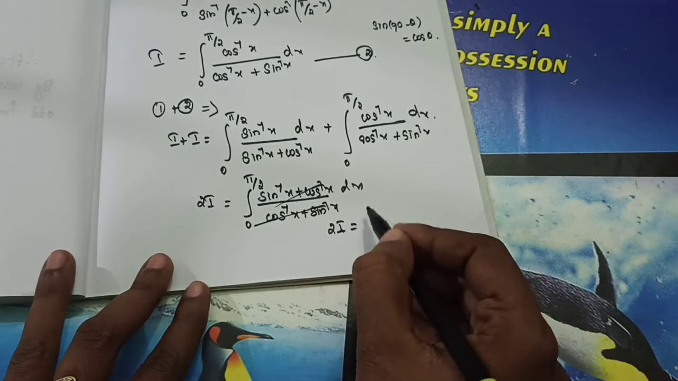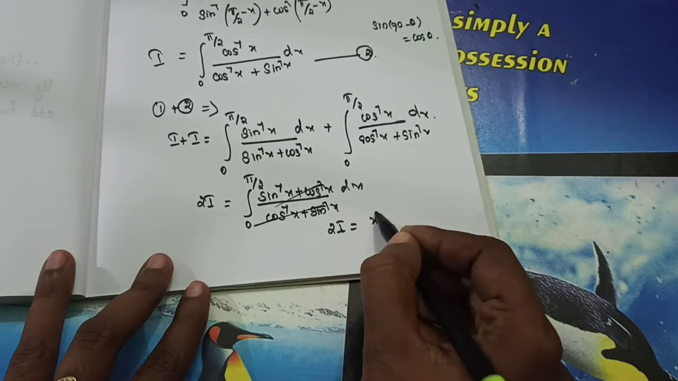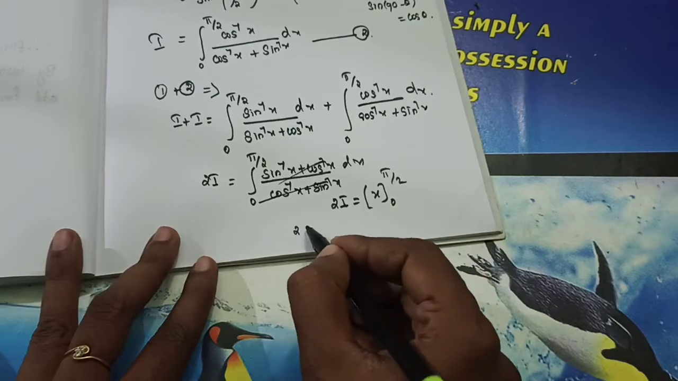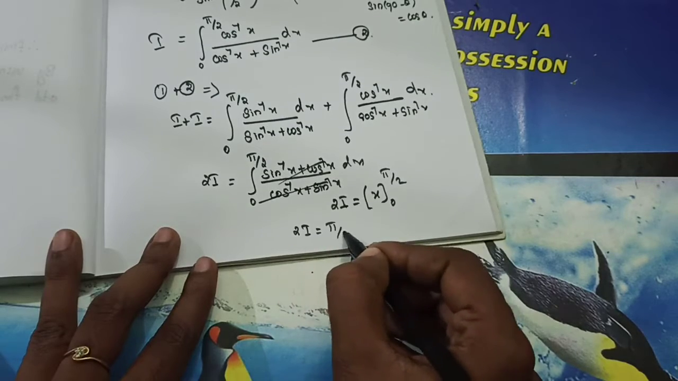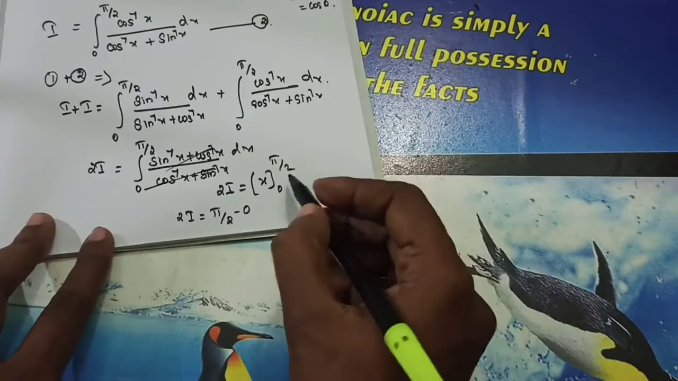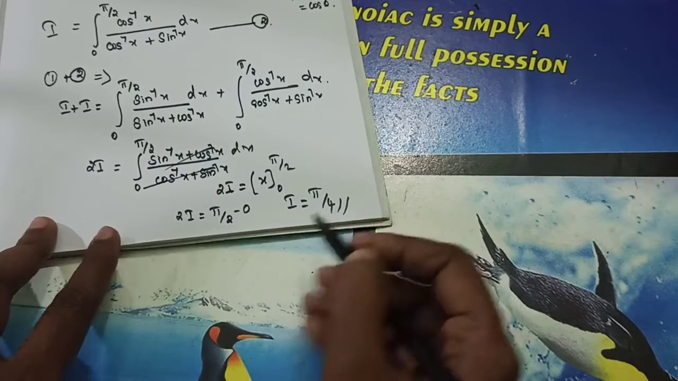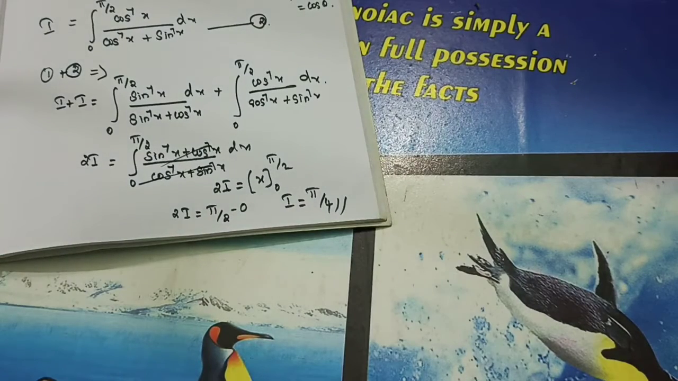2I is equal to, what's the integration of dx by x? Is it right? So x from 0 to pi by 2. Now apply the limit. 2I is equal to pi by 2 minus 0. So what's the I value? This 2 will come here. So I is equal to pi by 4. Okay, so this is the answer. Got it? So very easy.